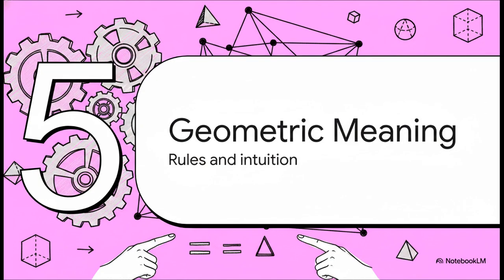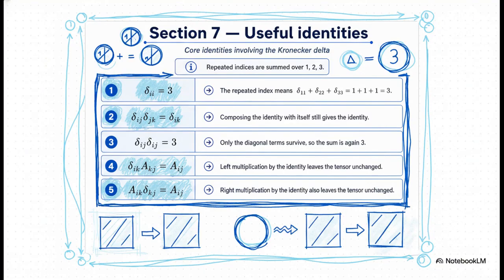Moving on to Section 5, Identities and Geometric Meaning, Core Rules and Spatial Intuition. Okay, this slide right here, this is your ultimate cheat sheet for tensor algebra. Let's look at identity number 1, delta sub ii equals 3. You really want to take special note of this one. Because of our implied summation convention, we are adding the 3 diagonal ones together. Delta 1,1 plus delta 2,2 plus delta 3,3 equals 1 plus 1 plus 1, which is 3.